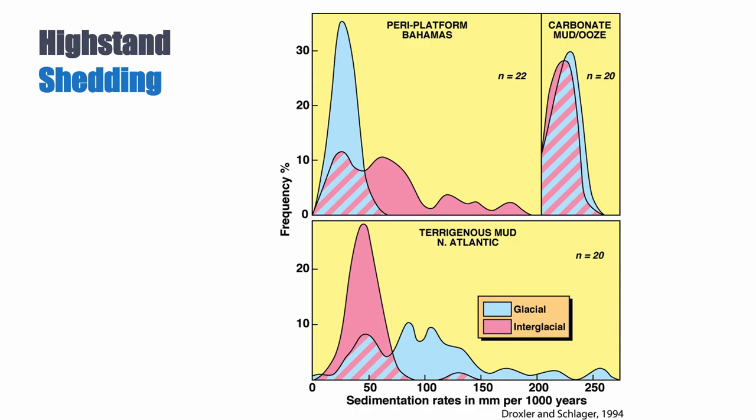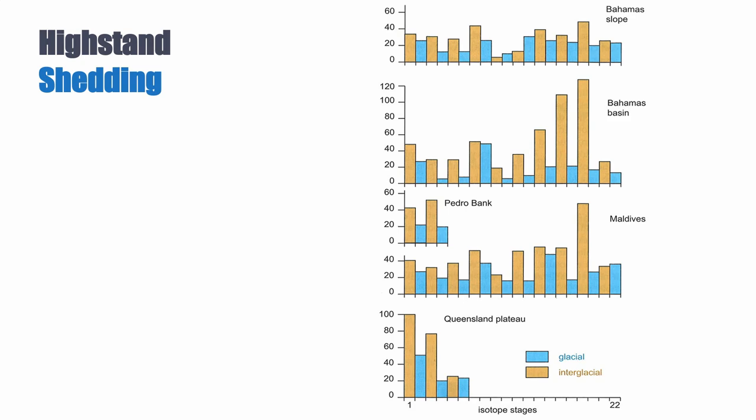So it's really a flipped situation between clastic and carbonates. And this was called the high stand shedding model by Droxler and Schlager. High stand shedding because carbonates shed sediments more during high stand. And in fact, this was demonstrated not just for the Bahamas. Here you can see again a situation where you have in blue the glacials, in red or orange the interglacials, and you have the sedimentation rates in the basin and the slope for the Bahamas, as well as for Pedro Bank, for the Maldives, and for the Queensland Plateau. And in short, interglacial, i.e. high stand, show more sedimentation rates than glacial.